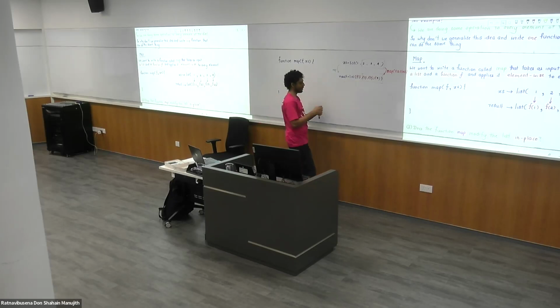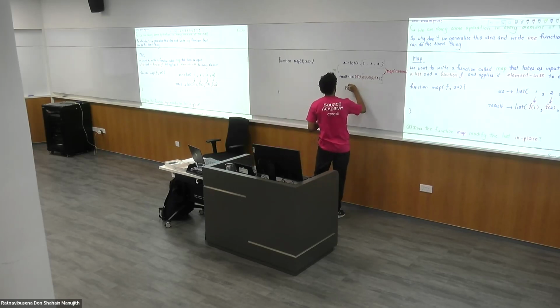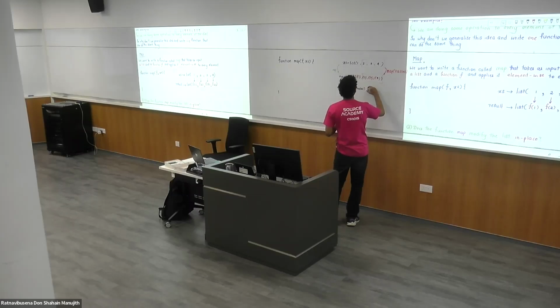Pair, right? So I just need to do pair. Pair f of head of XS, and then I put at the back what? Yeah, what should I put at the back? Map f tail XS.